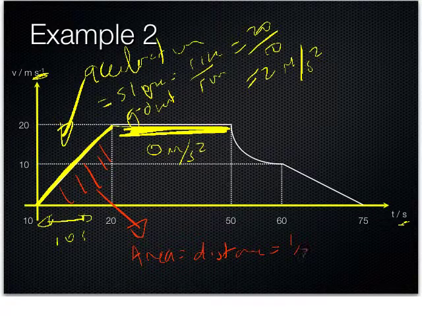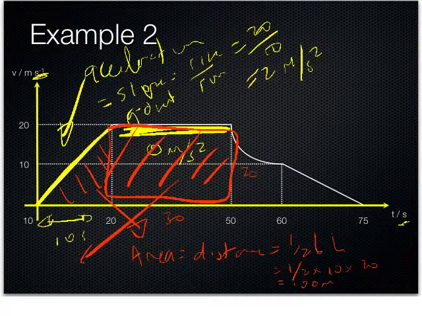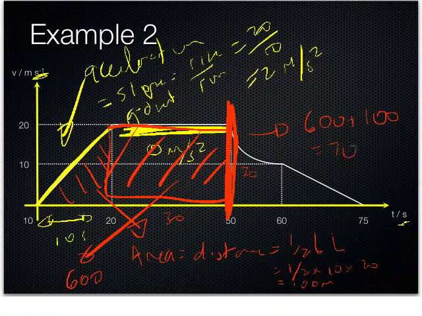So that equals half base times height, so that equals half times 10 times 20, so 100 meters. Okay, this one here, well, that's just a rectangle, so that will be 30 is the length of it, 20 is the height. Okay, so you're looking at the area of this one equals 600. So if you want to know the distance covered to 50 seconds, it's just going to be 600 plus 100, which equals 700 meters.